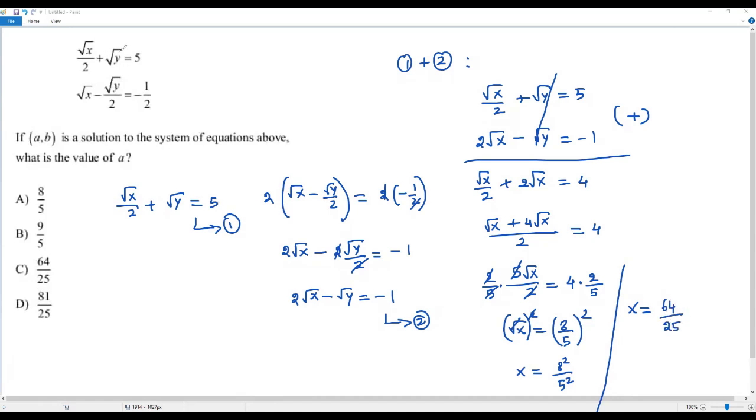As I said already, when we solve the given system, the value we get for x is the x coordinate in the point which is a solution to the system. Here (a, b) is a solution to the system. Here the x coordinate is a. So the value we got for x over here, that is 64 over 25, is the value of a. And we find 64 over 25 in answer choice C. The correct answer choice for this question is C.